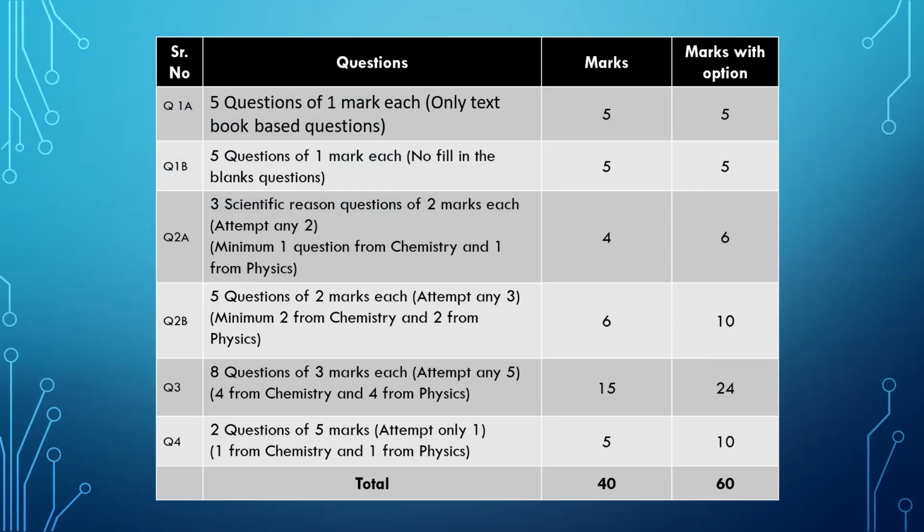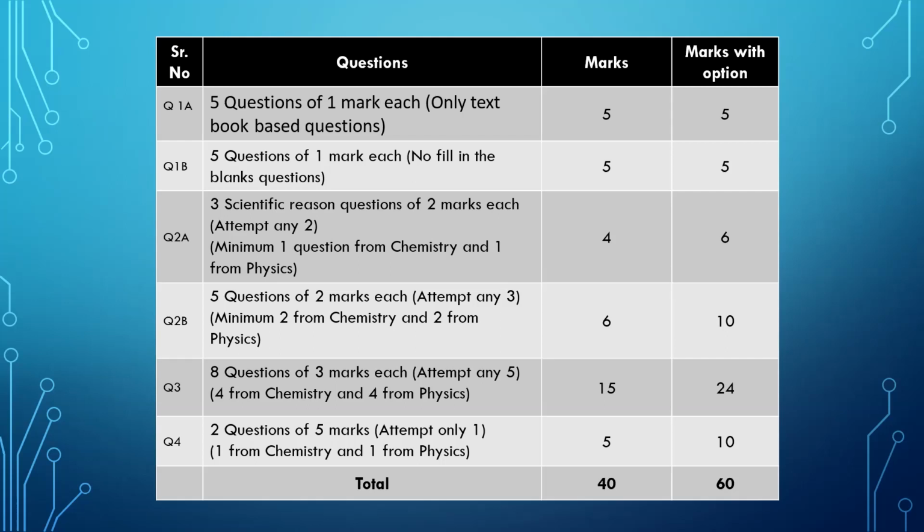It consists of 5 questions of 1 mark each. Okay, and the questions in question number 1a are only textbook based questions. From the textbook only these questions will come. And how many marks is it? 5 marks. 5 questions, 1 mark for each, so 5 marks. There is no option, so 5 marks only. Every question is compulsory there, no options in question number 1a.